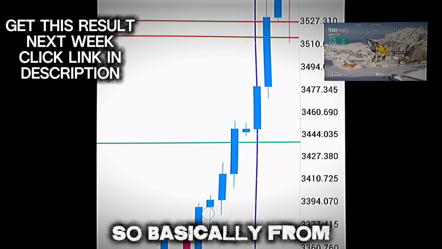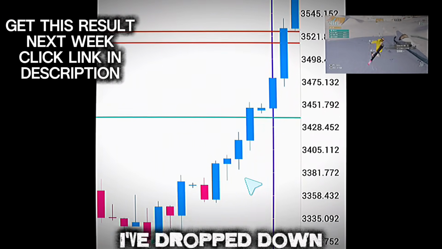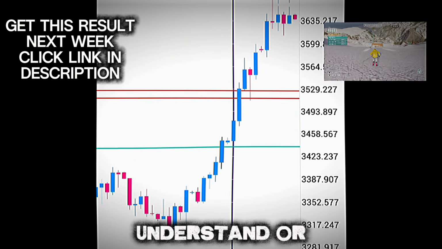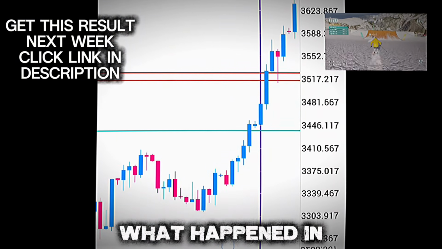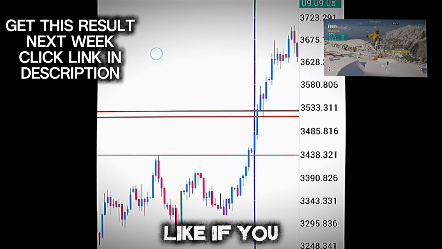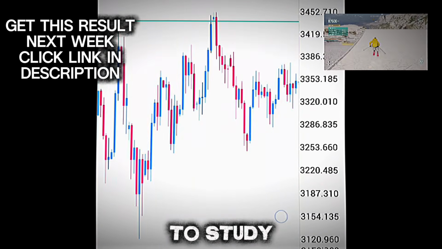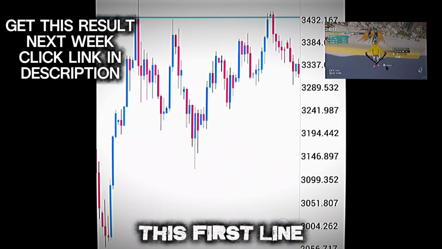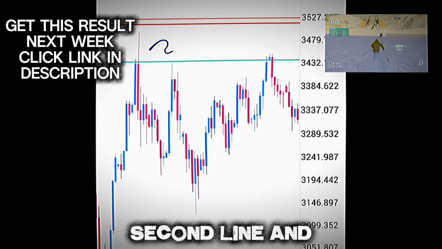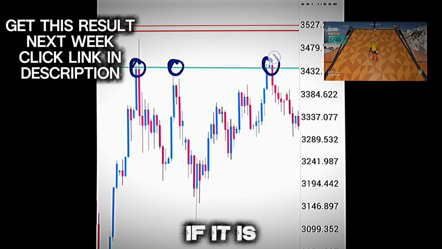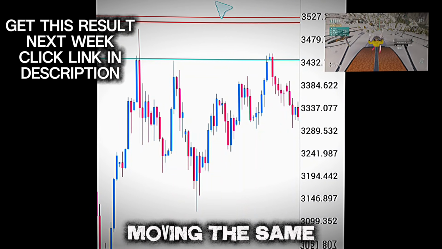So basically, from the monthly time frame, I've dropped down to the daily time frame, and now you want to understand or study what happened in the first projection. If you look at that point there, that's the first line there, and you want to study what happened on this first line, and then go back to the second line and the third line, or maybe even the fourth line, to confirm if price is actually moving the same way.